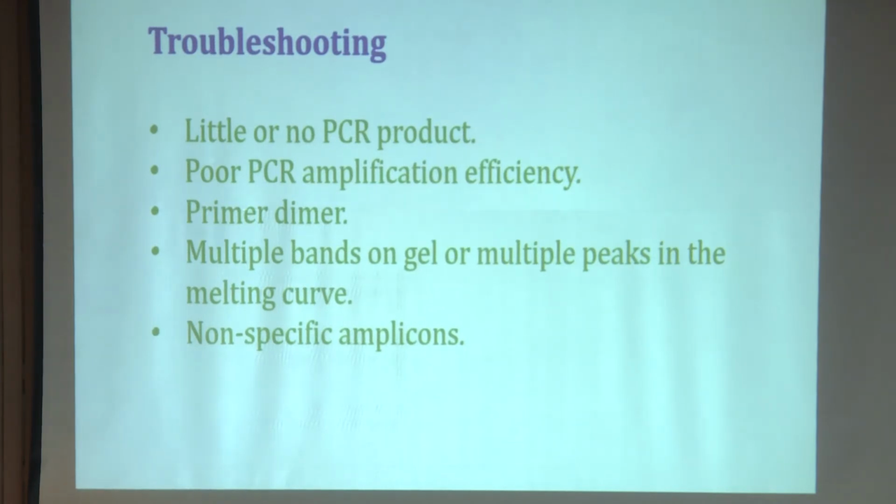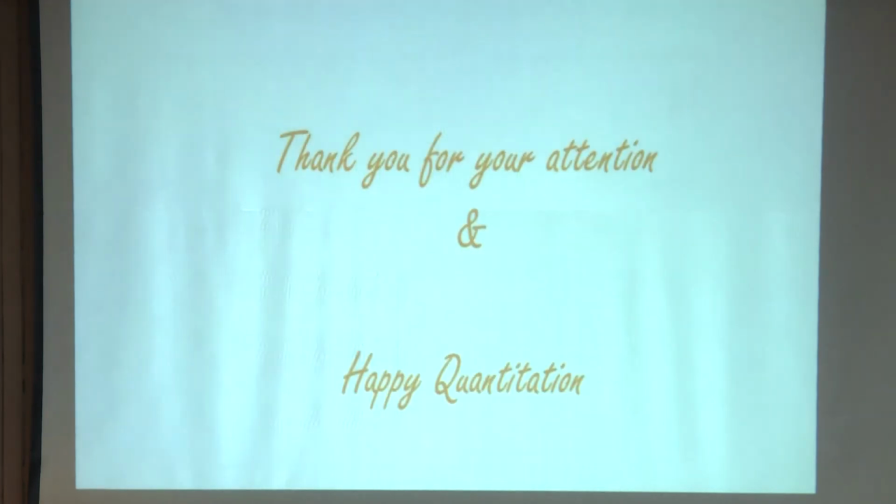So select a primer set in such a way that your amplicon length is within 150 to 250. That's from our experience. If not, your slope is going to have problems. Then look for primer dimer, and check whether there are multiple bands on the gel or multiple peaks in the melting curve. Avoid all of them, and avoid non-specific amplicon too. Well, you are set. You can now go for your qPCR.